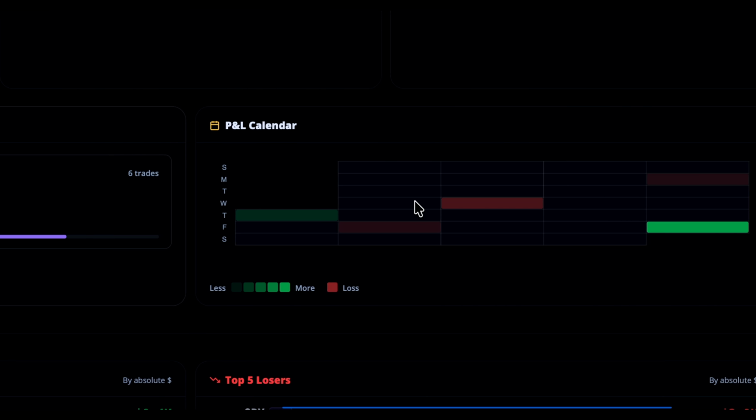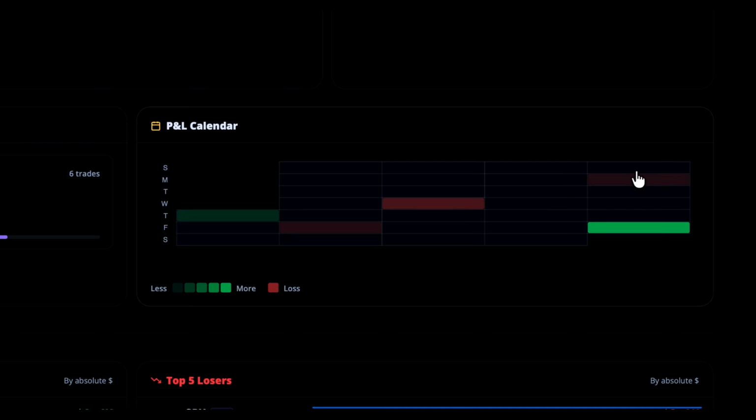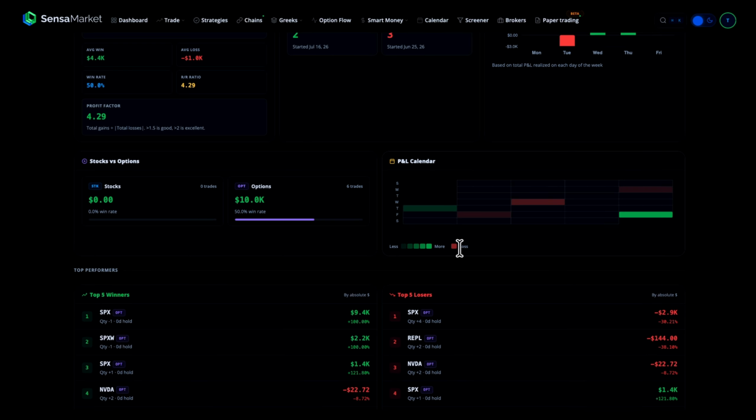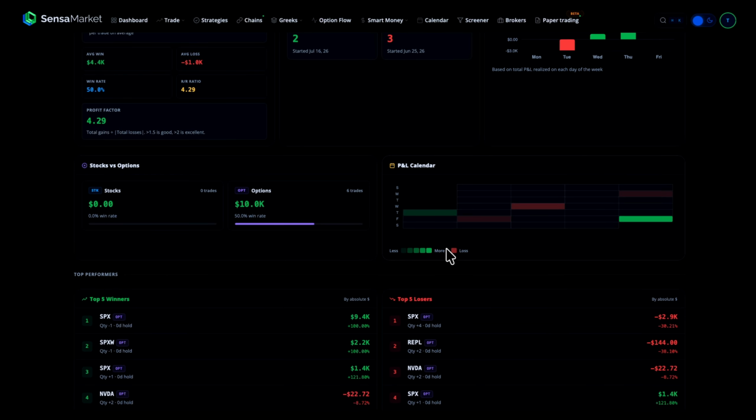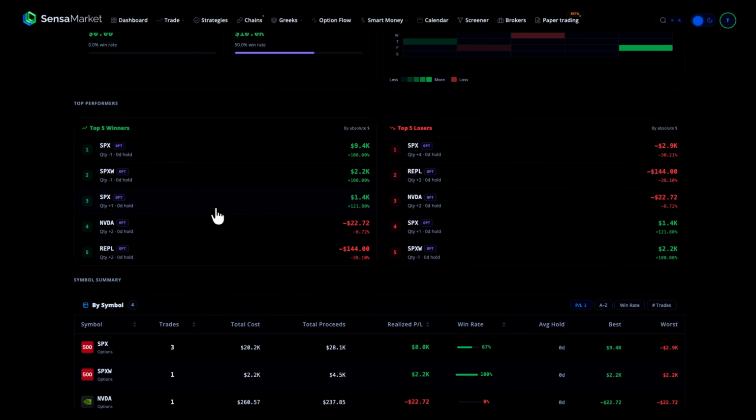The P&L calendar gives you a heat map of every trading day, green for gains, red for losses, so you can spot your patterns at a glance. Top Performers shows your top 5 winners and top 5 losers by dollar amount, so you know exactly what's working.